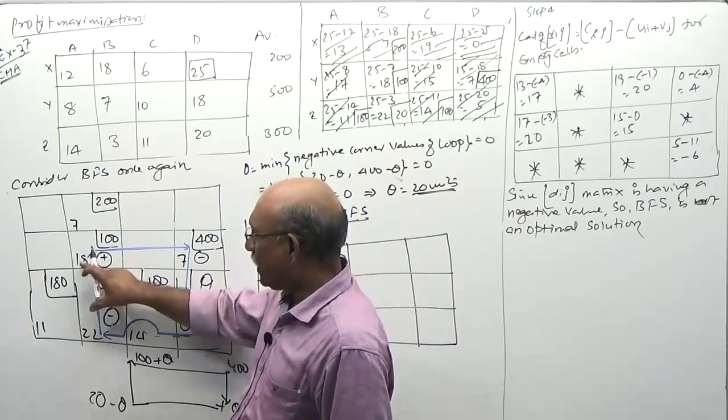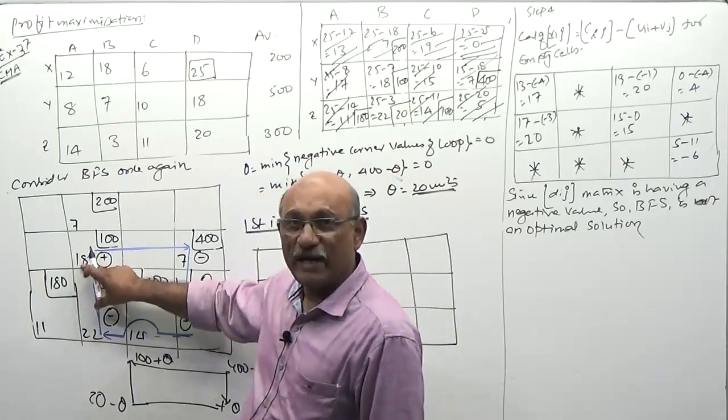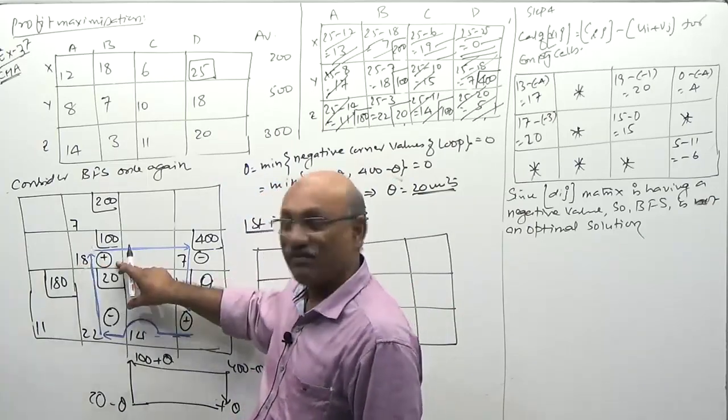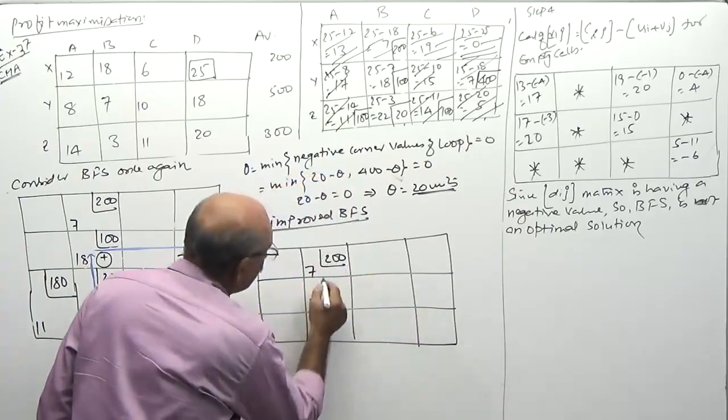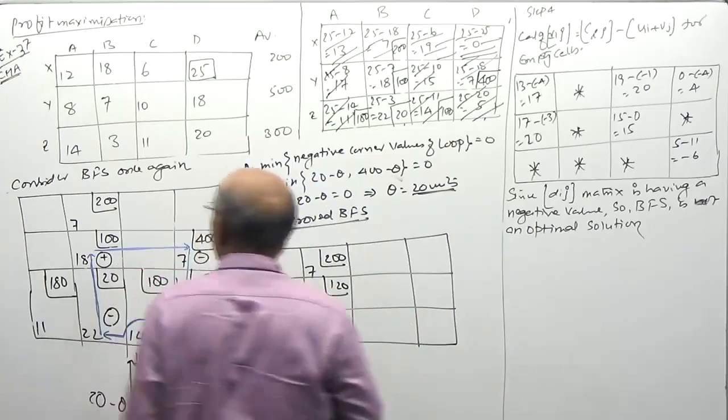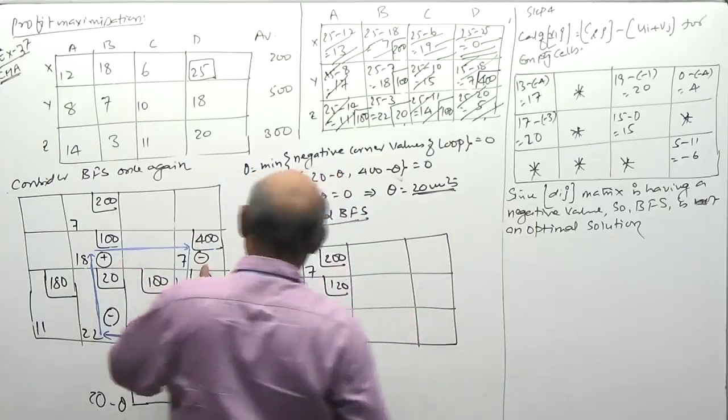Go to the second row, sir. The cell with 18 rupees cost has a plus sign, which means 20 units are added here. The cost will remain the same, but the number of units is 120.